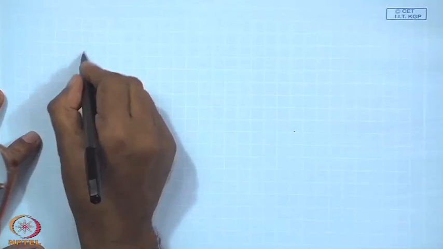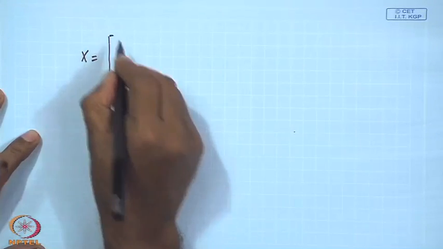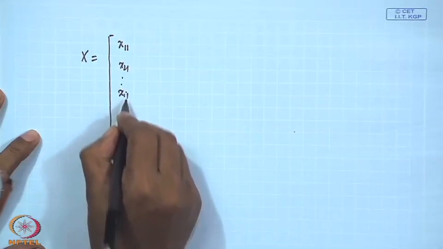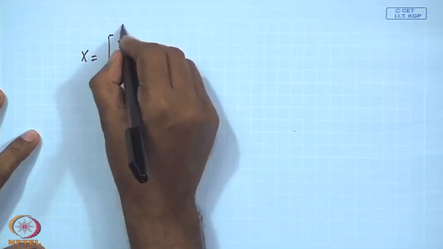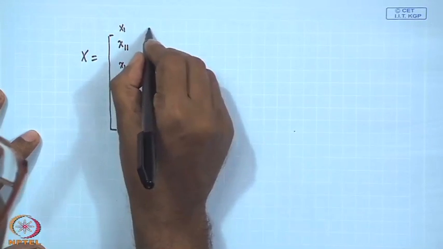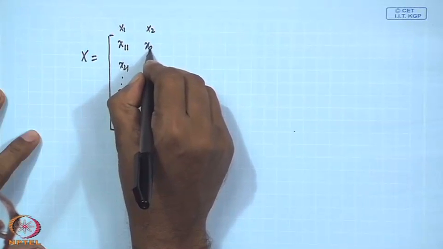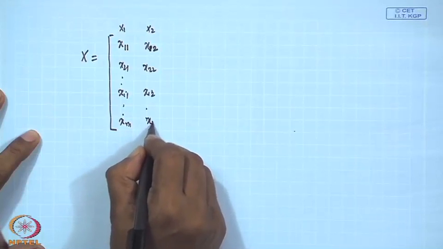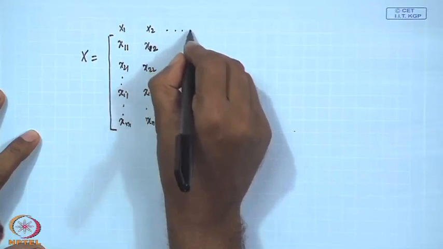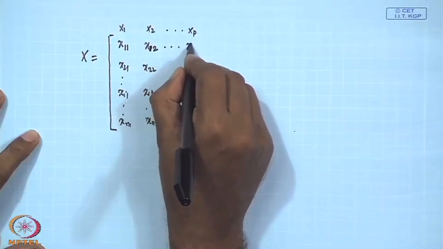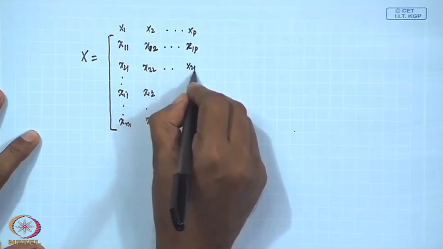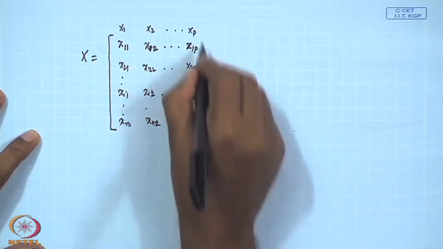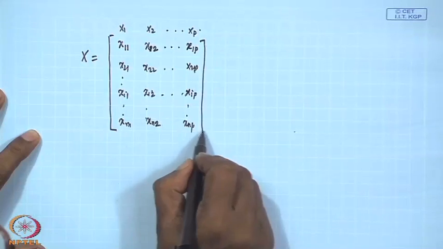Thus, the data matrix. Last class you have seen the data matrix like this: x11, x21, like x_i1, x_n1, that is the observations on variable x1. Similarly, the observations of variable x2 are x12, x22, like x_i2, then x_n2. So you take all p variables, then x_1p, x_2p, x_ip, and like this x_np. This is our n cross p matrix.